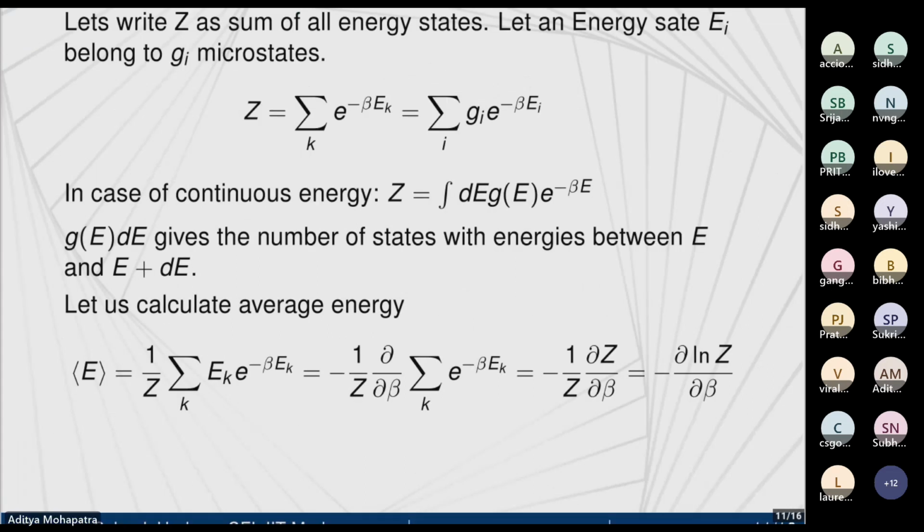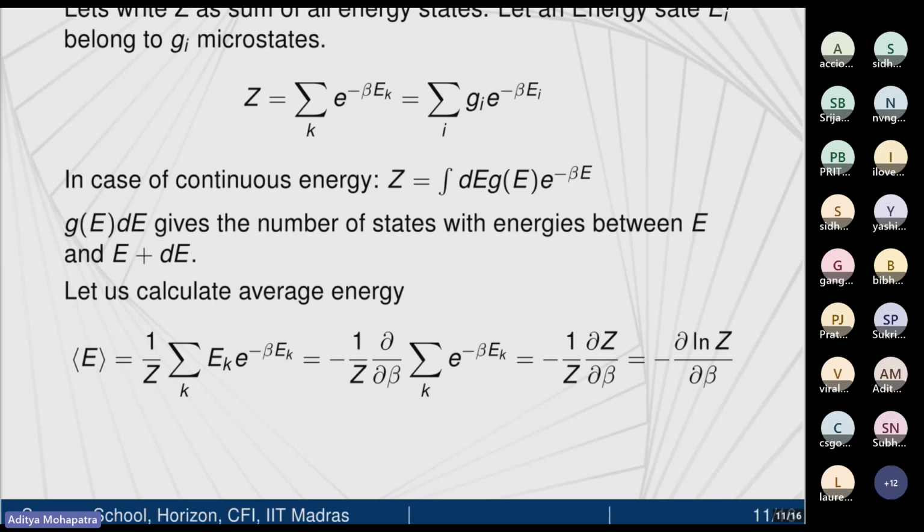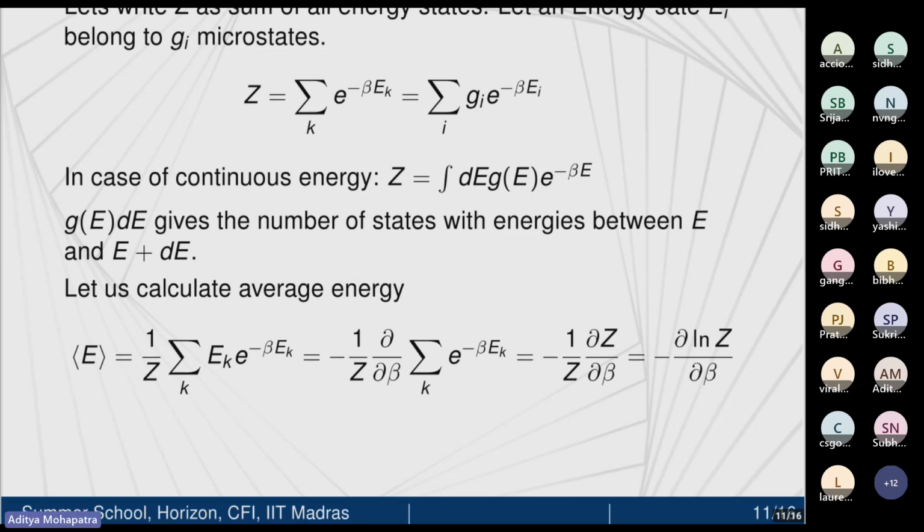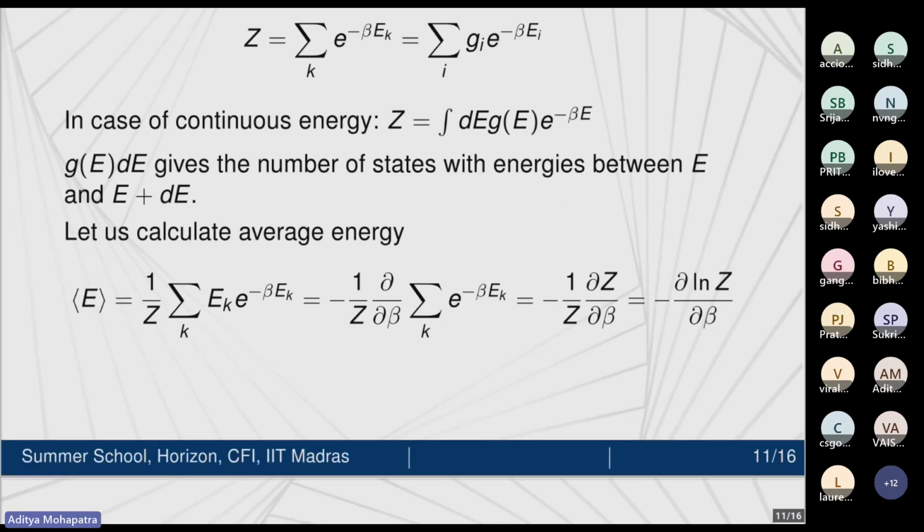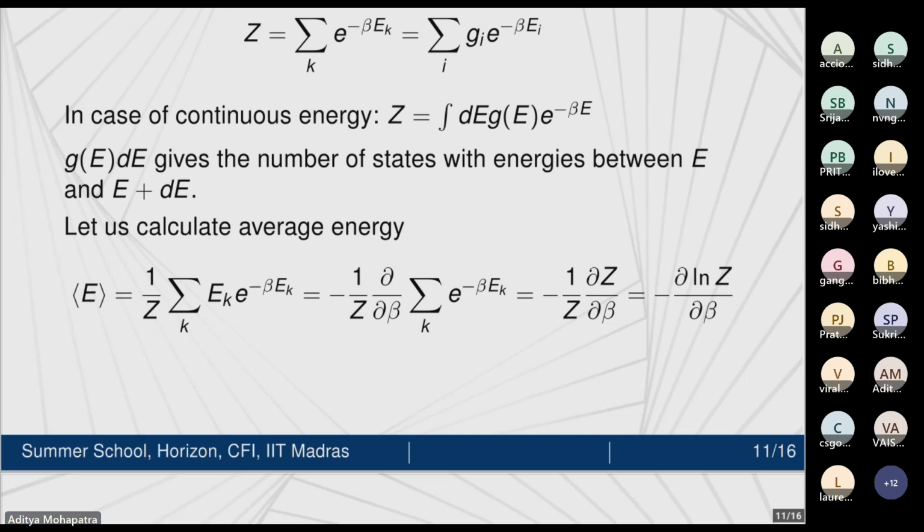And to get the average energy. Average energy is just the expectation of energy. And just like in any probability, you calculate the expectation. We sum over energy times probability to get the expectation. And in this case, we write the average energy term as the derivative of some ln Z by d beta.